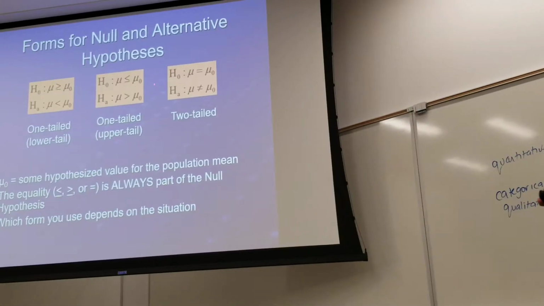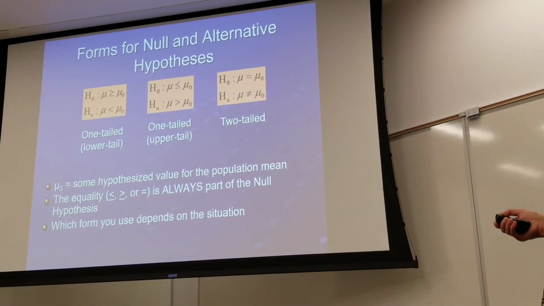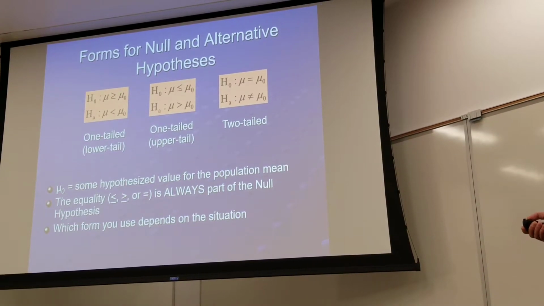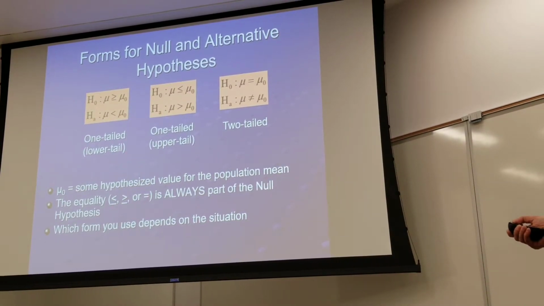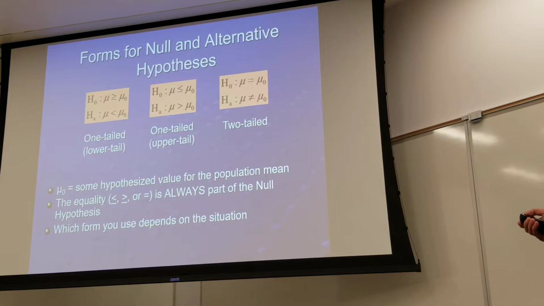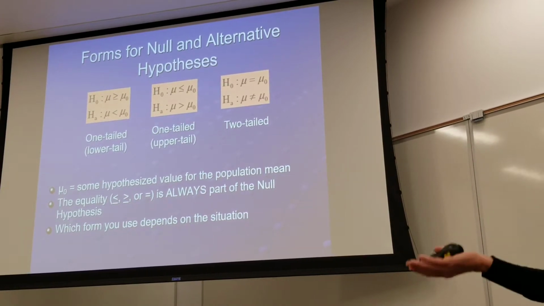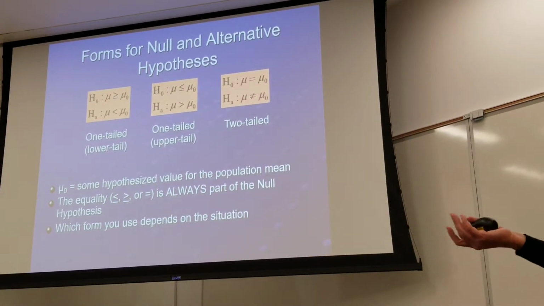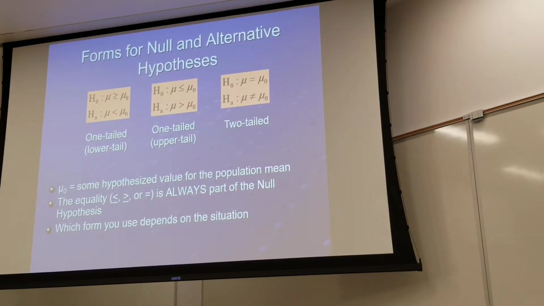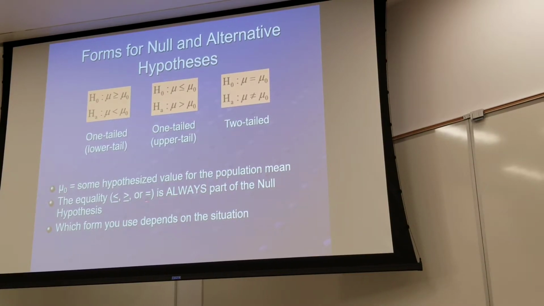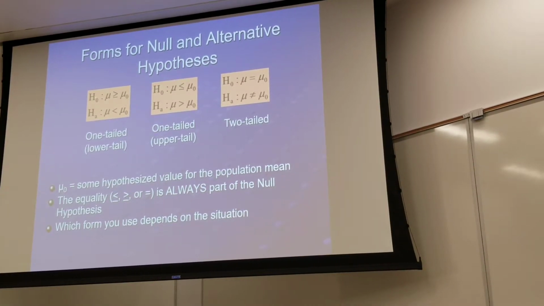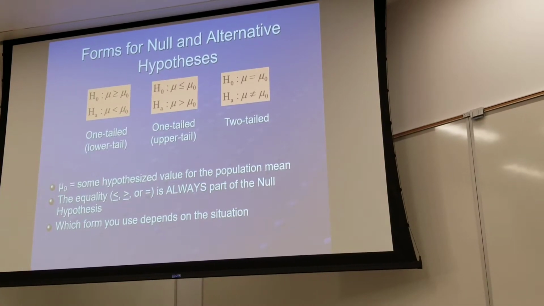Now, this one is also a one-tailed test, okay, but it is a right tail. And this means it's a two-tailed test. You care both ways, lower and upper. But there's always an equality of some kind in the null hypothesis.